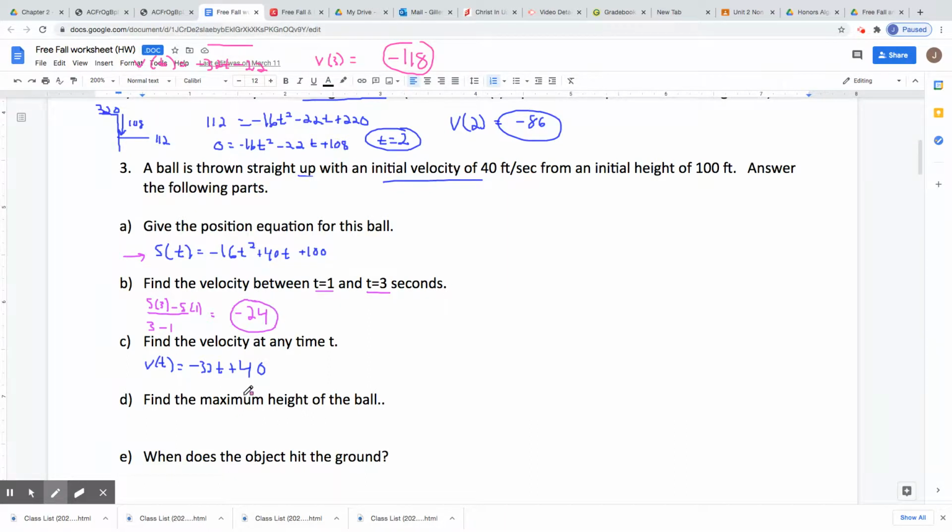All right, find the maximum height of the ball. You set the velocity equal to 0. So 0 equals negative 32t plus 40.